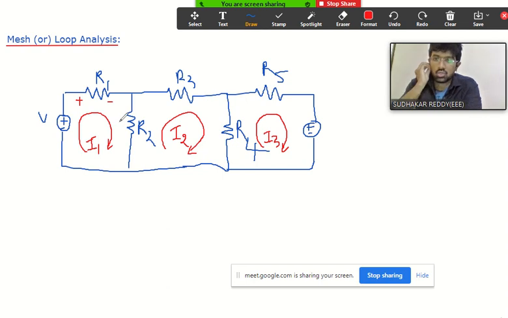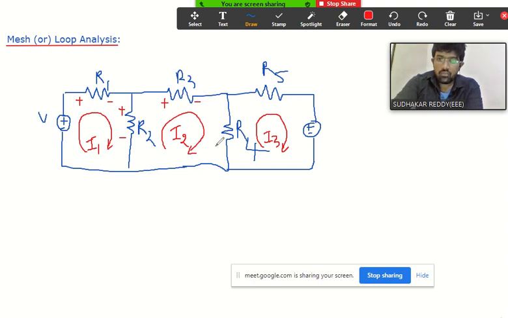Similarly, when it comes to R2, what is the polarity here, because of the current I1? Plus, minus. Understood, right, everyone? That is how I am indicating the polarity. Now coming to this R3 resistor, what is the polarity here? Plus, because the I2 current is passing in this direction.